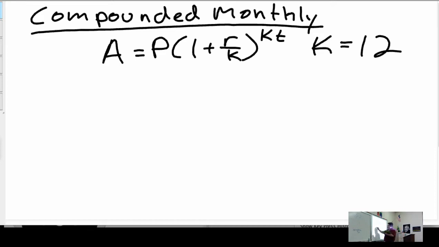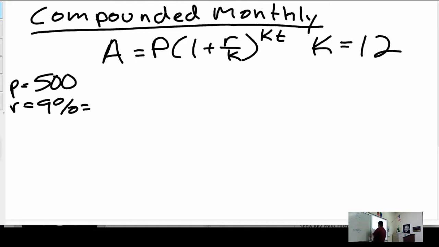So it says Roberto invests 500. What letter or variable is that? P. It says Roberto invests 500 at a percentage of 9% interest. So what is that? R. And we want to write it as a decimal. And you guys know how to go from percent to decimal, right? Just move it over 2 spots. Okay.